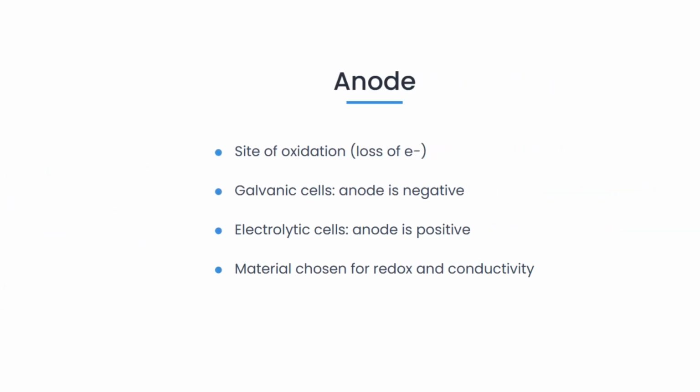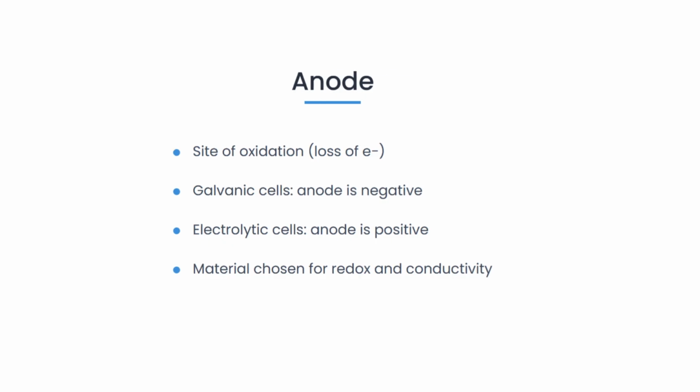As we continue, let's understand the anode more deeply. The anode is the site of oxidation, which means it's where a loss of electrons occurs. It's important to remember that the charge of the anode depends on the type of cell. In a galvanic cell, which produces electricity, the anode is negative. However, in an electrolytic cell, which uses electricity to drive a reaction, the anode is positive. The material for the anode is carefully chosen based on its ability to undergo oxidation and its electrical conductivity.